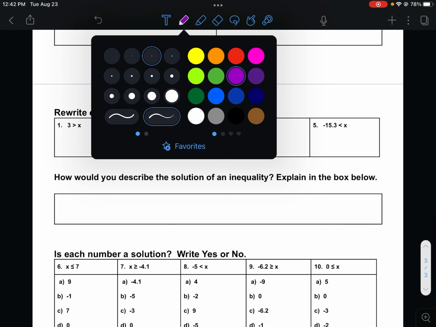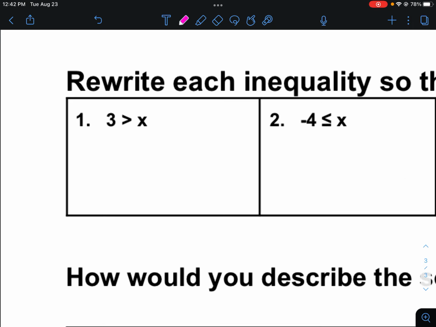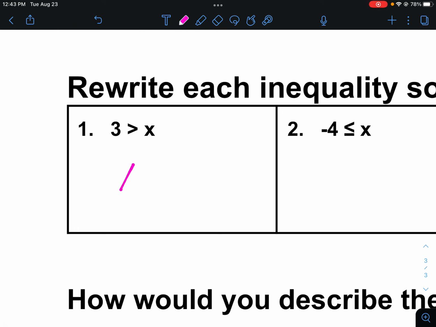Let's go over reviewing and rewriting inequalities. So the X is first. Why do we write the X first? This has to do completely with graphing later on. All we're going to do when we write the X first is flip the X and the number. And then because that flips spaces, we're going to point the arrow in the opposite direction. So this arrow here pointed to the right, so I turned it around and pointed it to the left.